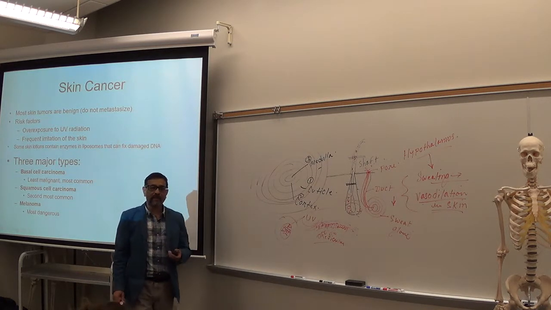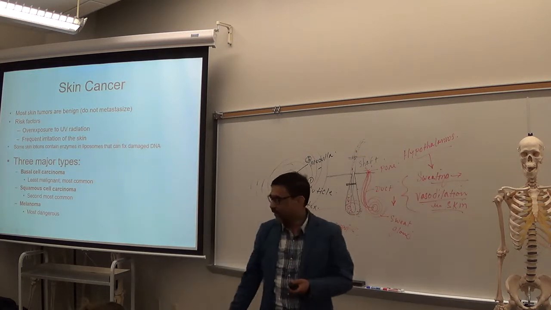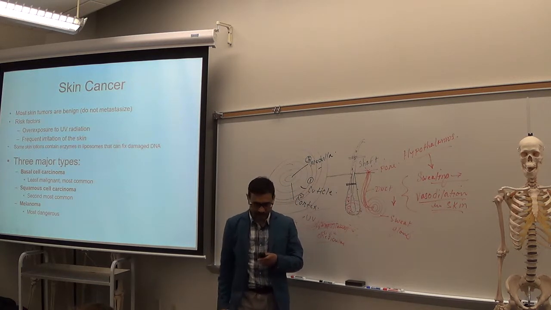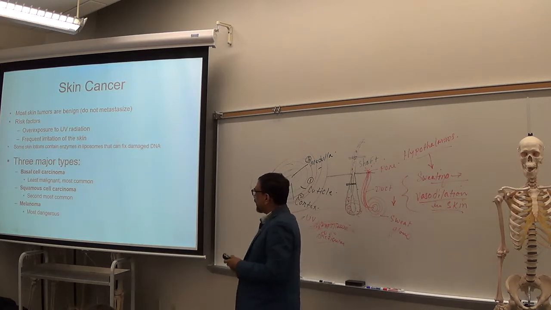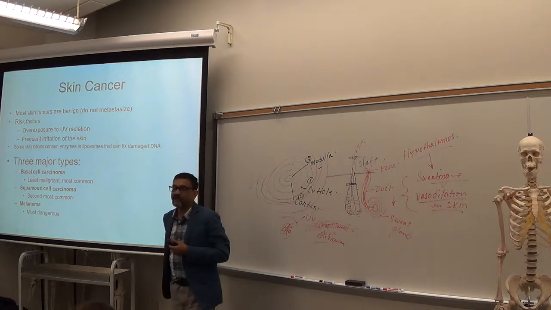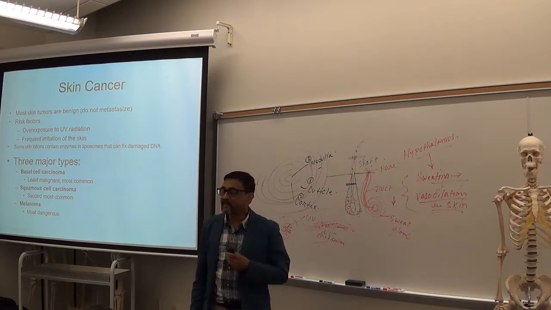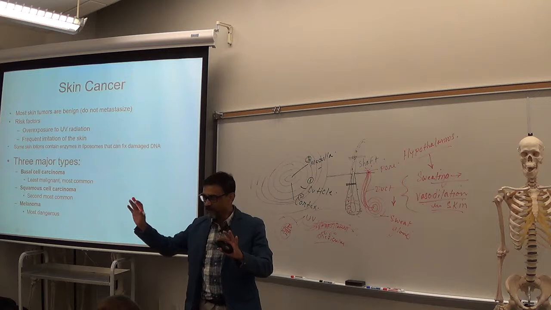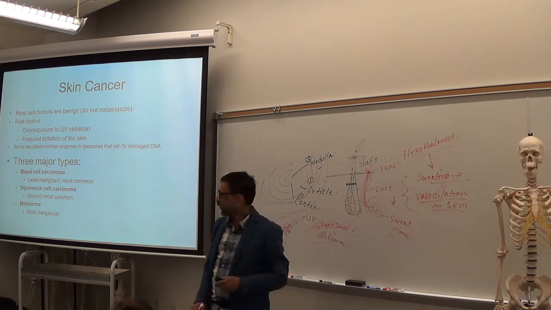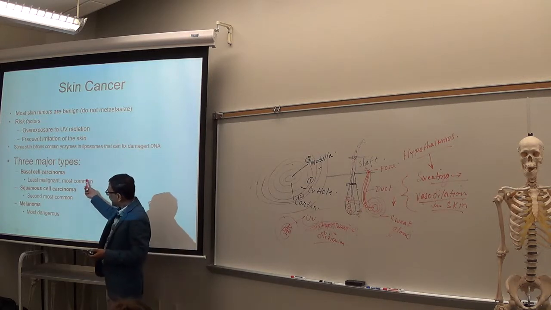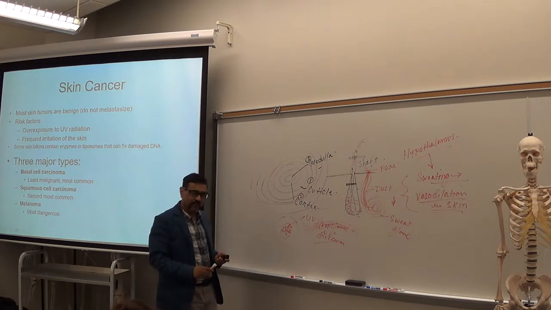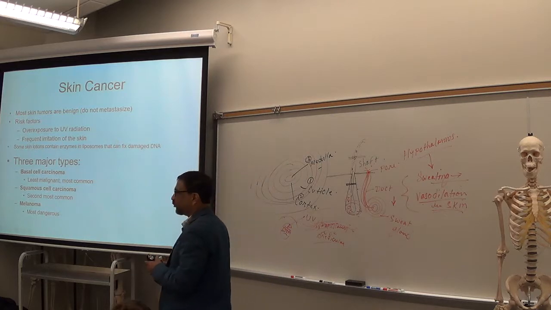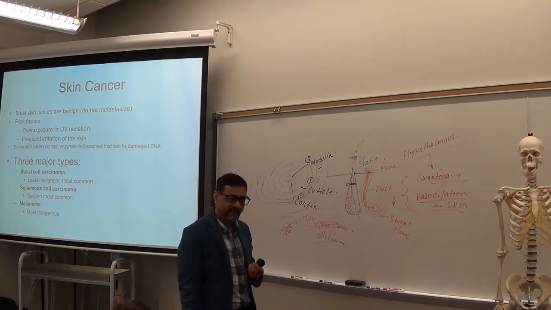Okay. Three major types of skin cancer or carcinoma are basal cell carcinoma, squamous cell carcinoma, melanoma. So those are three common types. Among these three, basal cell carcinoma is the most common and least malignant, which is good news, right? The most common type of skin cancer is the least malignant, okay? Which is good. Squamous cell carcinoma is second most common, and then melanoma. Melanoma is the most malignant, most dangerous type of skin cancer.